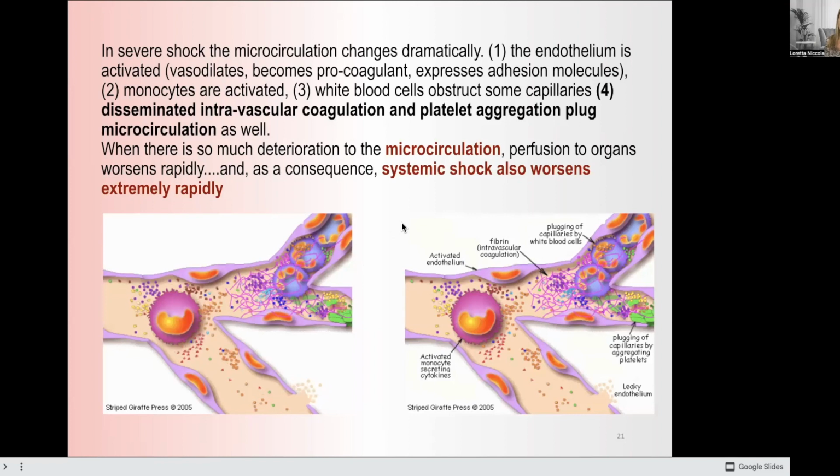Okay, when there is so much deterioration to the microcirculation, perfusion to organs worsens rapidly, and as a consequence, systemic shock also worsens extremely rapidly. So this is the sort of thing we jump on quickly. Sepsis, you're going to talk more about sepsis next semester. Sepsis is something else we have to jump on quickly, because sepsis can go into DIC too. This is where we have patients die when they're in DIC. So we want to either prevent it, or we want to jump on it quickly and correct it.